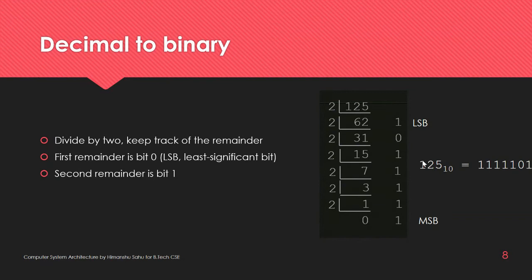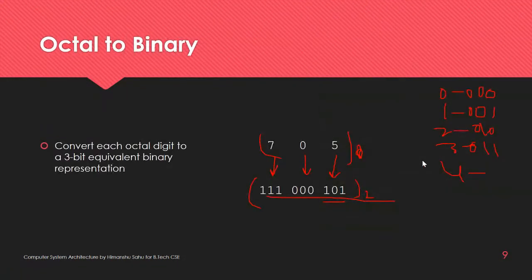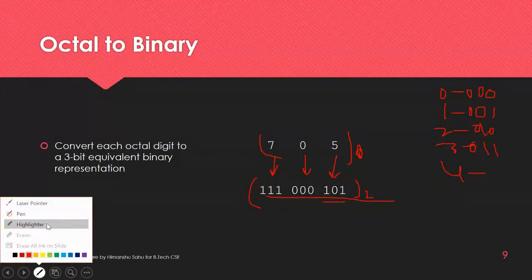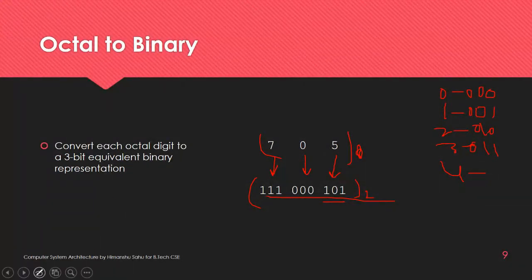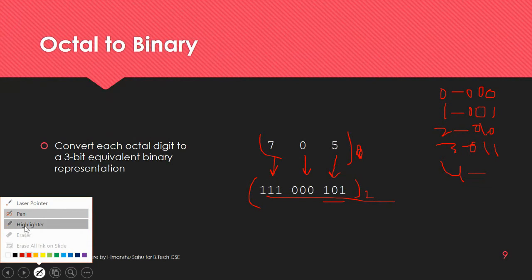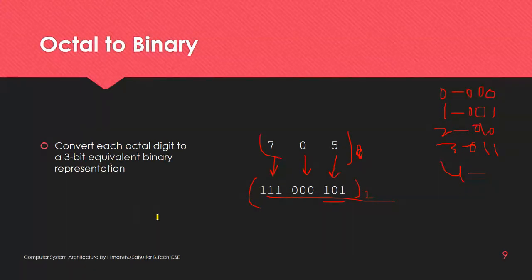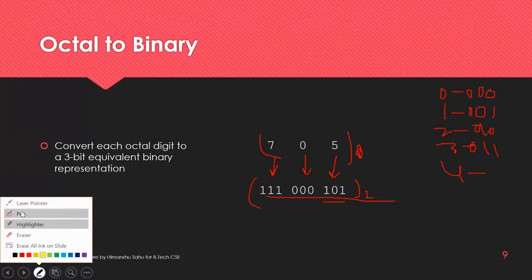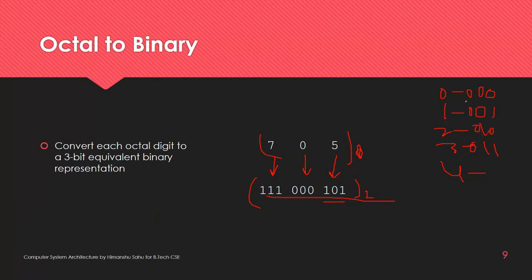Now we see how we can convert a number from octal to binary. Octal to binary conversion is basically remembering all the octal symbol representations in binary. You are already aware that 0 is represented by 000, 1 is represented by 001, 2 is represented by 010, 3 is represented by 011, and so on. So simply, you have to replace each symbol with a 3-bit number.